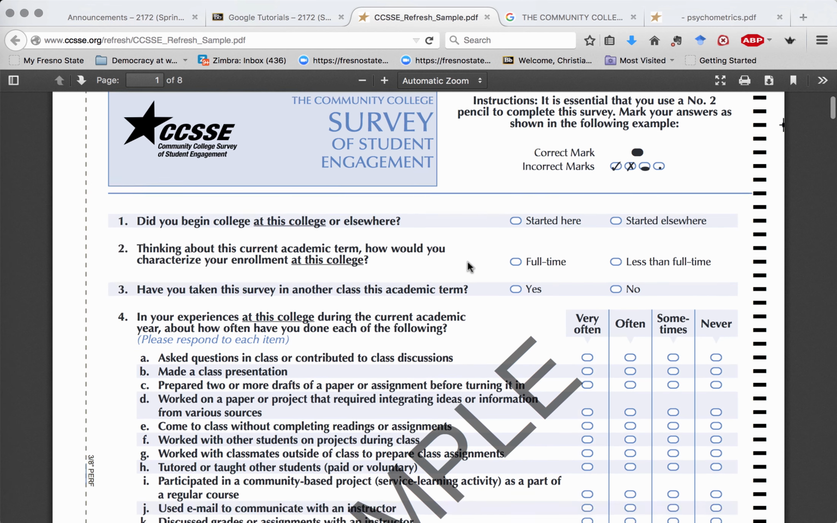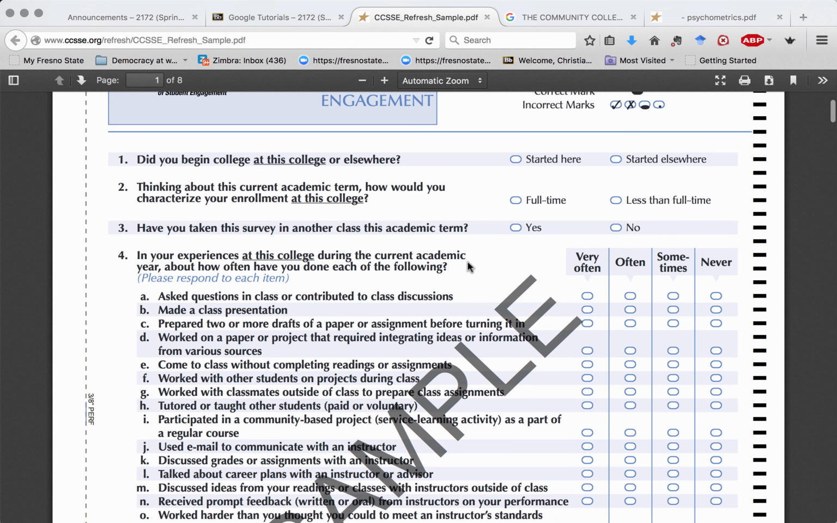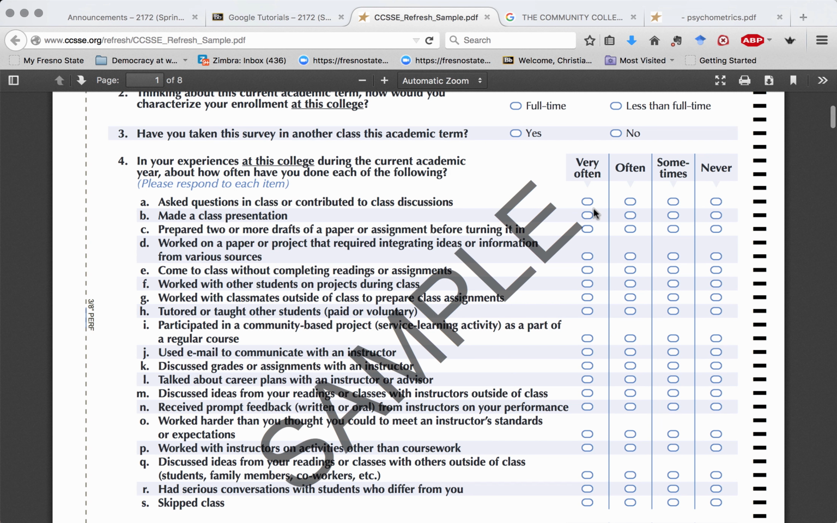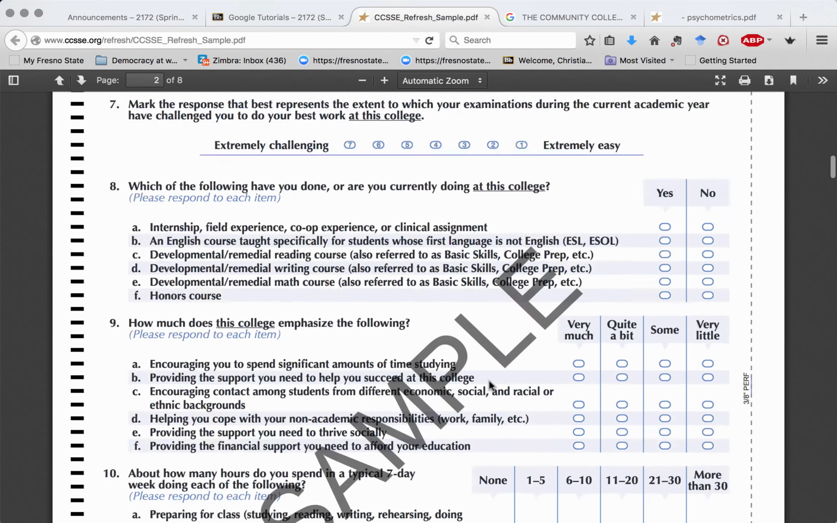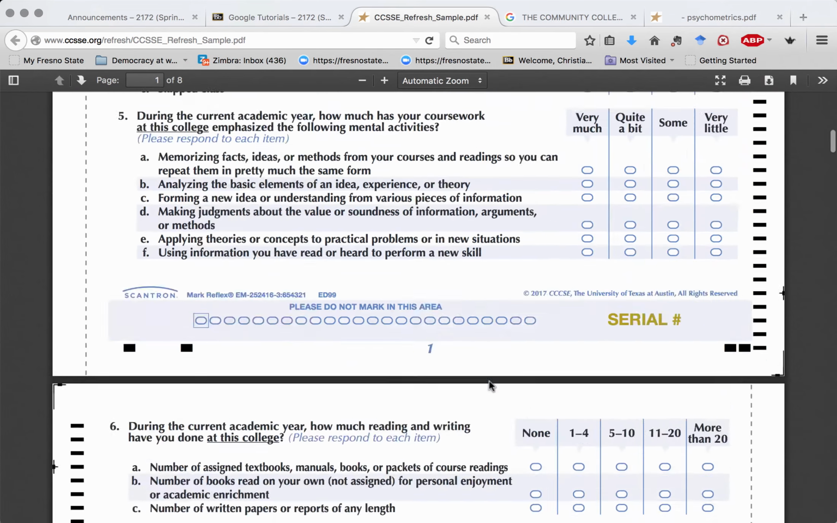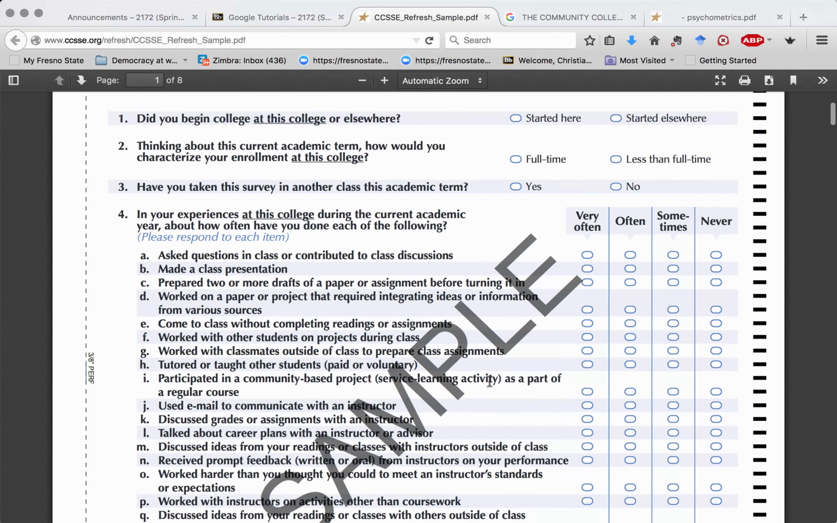So, okay, it looks legit, right? We can see that this is a Scantron type survey, right? It was used to fill out with paper and pencil and then scan it in. And this is the actual survey, right? But what we're interested in, and this is good information to look at, right?